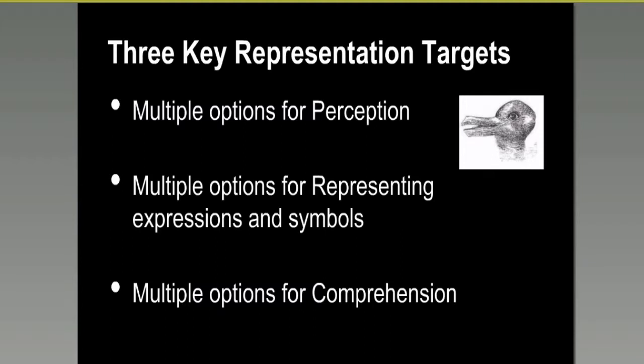Key representation targets include multiple options for perception, multiple options for representing expressions and symbols, and multiple options for comprehension. The example of the picture on this slide is all about perception. And without a label to add a multiple means of representation, it's difficult to tell whether this is a duck or a rabbit. Personally, I've always thought it was a rabbit. But without that label and that text representation as well, our brain has to categorize it however we can. We'll also look at similar examples for representing expressions and symbols and helping students sort and comprehend the information that they're gathering in the learning environment.